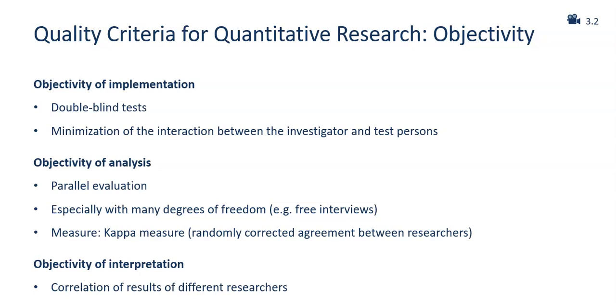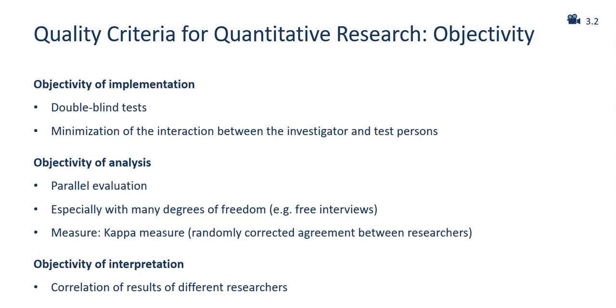With regard to the objectivity of implementation, it is recommended that the interaction between the experimenter and the respondents is minimized. This means that there should be as little interaction between the two parties as possible. It is also advisable to conduct so-called double-blind studies. Double-blind refers to the fact that both the respondent and the experimenter do not know the background of the respective study. This means that even the experimenter does not know what the research question is, what the hypotheses are, or, for example, what experimental condition the respondents were assigned to.